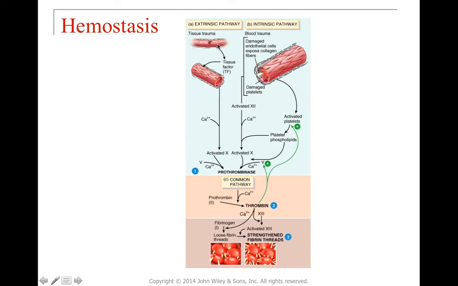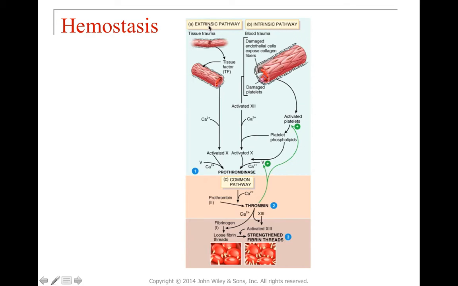Okay, so if we have tissue trauma, we have tissue factor that's going to bind and bring in calcium. You'll notice this pathway also brings in calcium. Calcium is going to interact with activated X and also with 5, so activated 10 and also 5. Those guys are going to come together to make prothrombinase. Prothrombinase is going to start the common pathway. So I'm going to halt here and go back up to the intrinsic pathway.